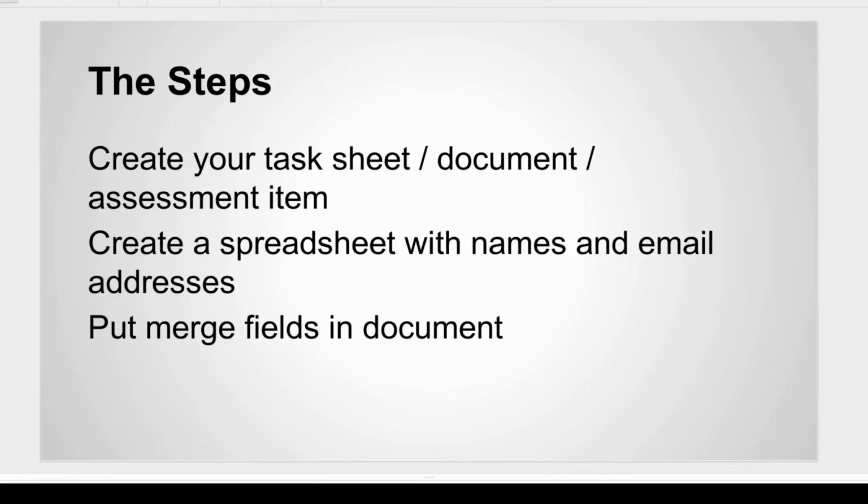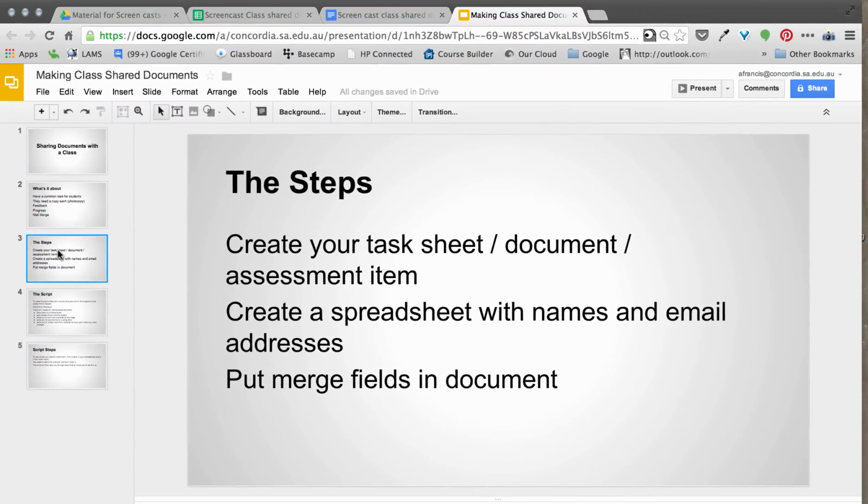So it might be a class task that you're doing in the classroom. It might be a homework thing. It could be a project, or it could be an assessment item, and that's the same thing that's going to go to every student. You can also set this up so you can differentiate, so different kids will get different documents, but at this time we're just going to give everyone the same thing. So you need to create your assessment task. You then need to create a spreadsheet with your names and email addresses in it, and then you merge it together. So let's have a look at what that looks like.